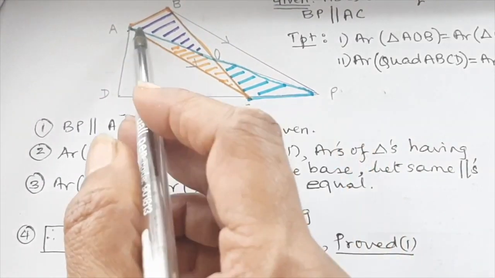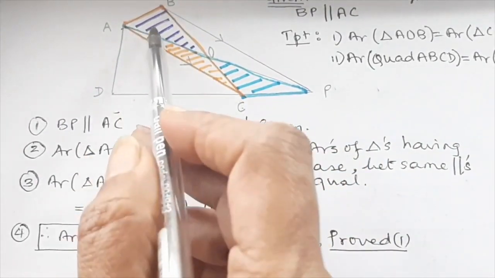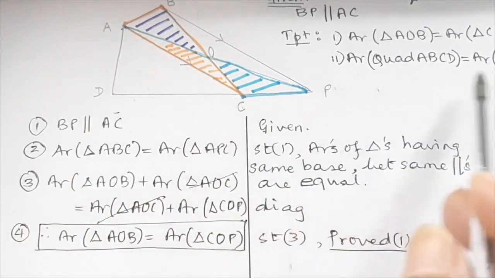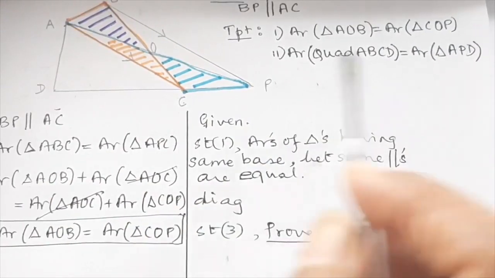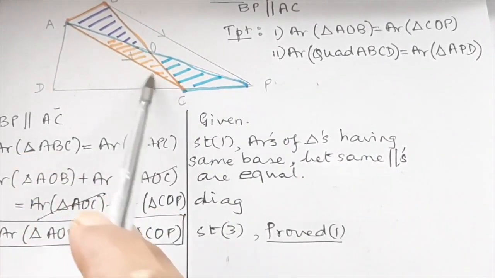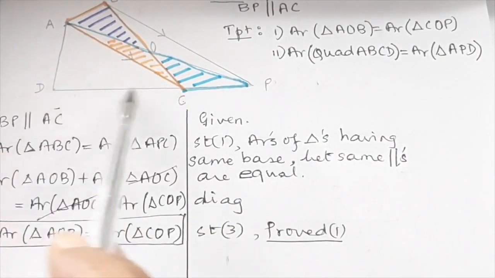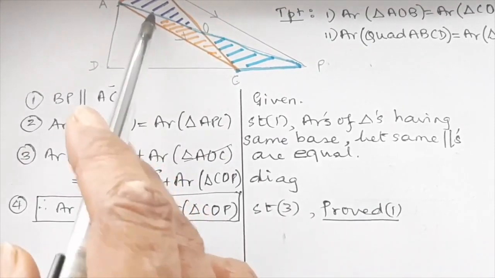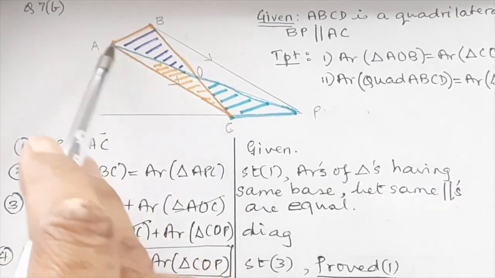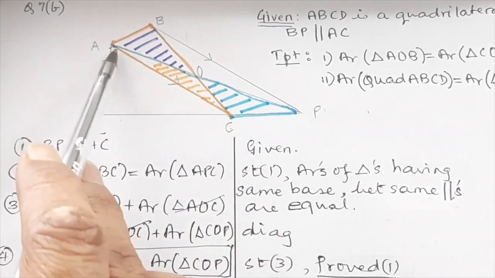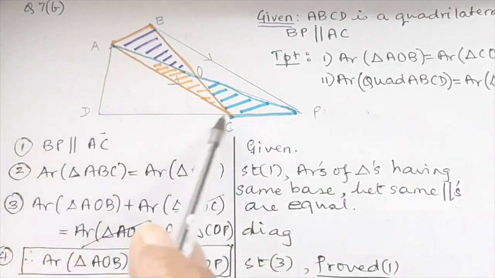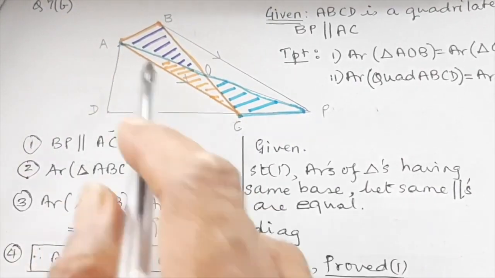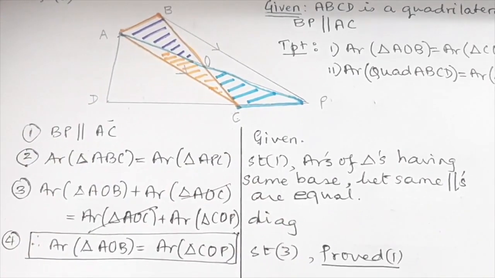Now area of ABCD will be this triangle ABC plus APC, and area of triangle APD will be this blue triangle and orange APC plus ADC. So we are taking statement number 2, that is triangle ABC and triangle APC. To each of them we will add ADC. So to statement number 2 we are adding this area. So let us see how we write it.